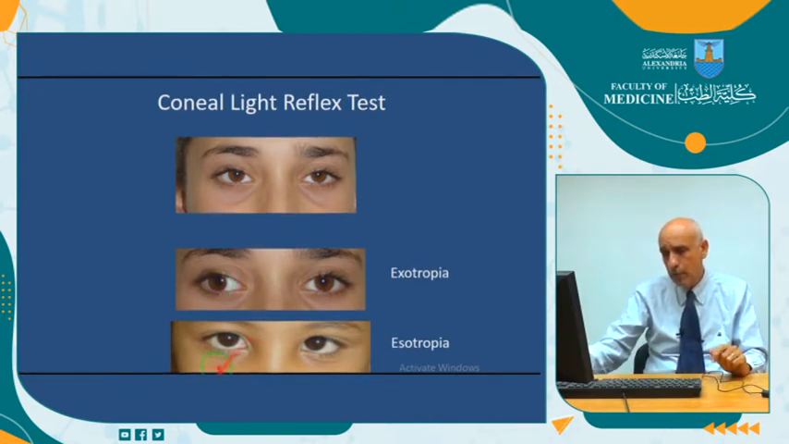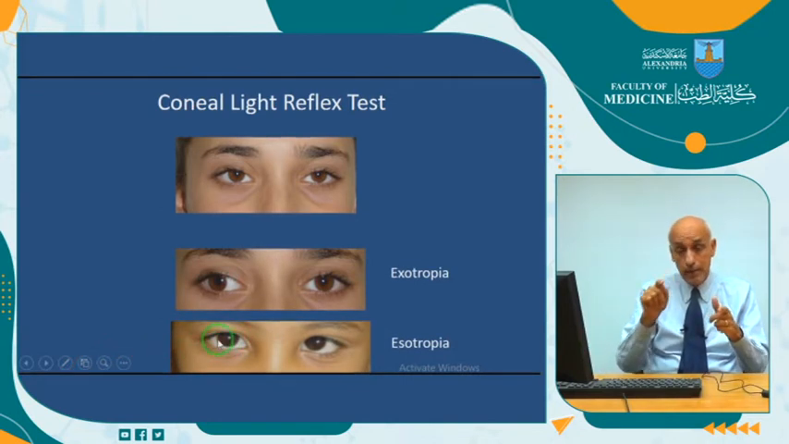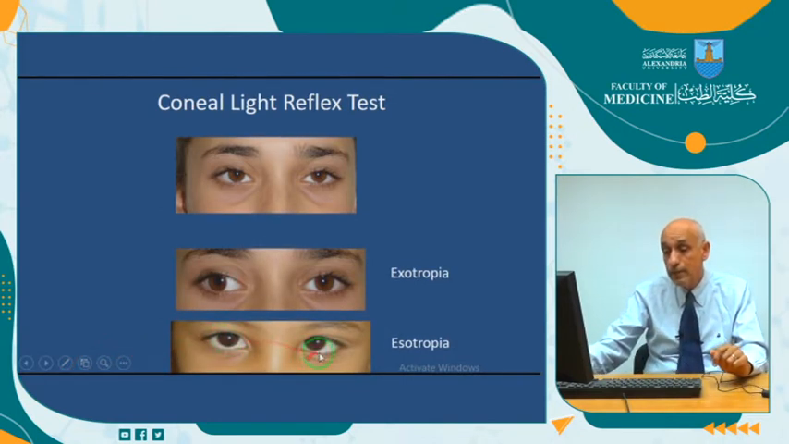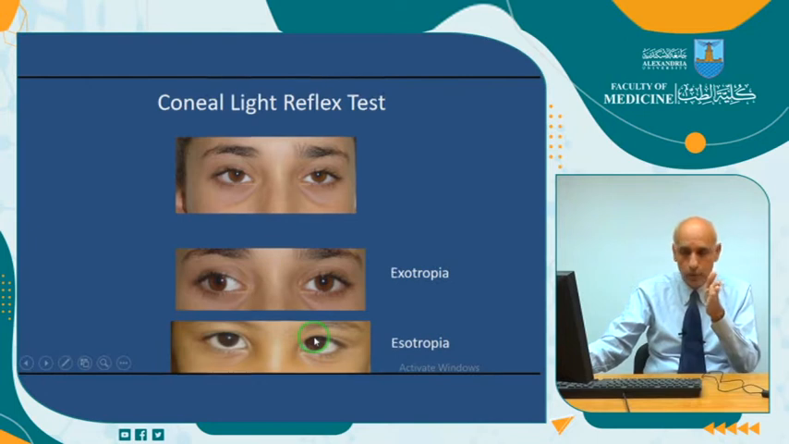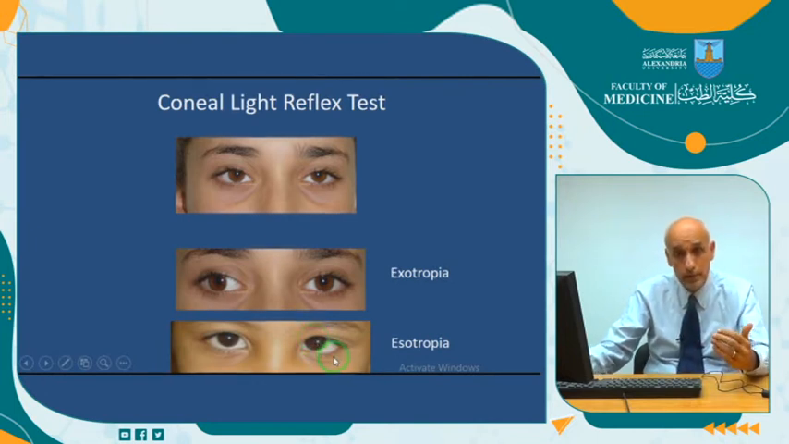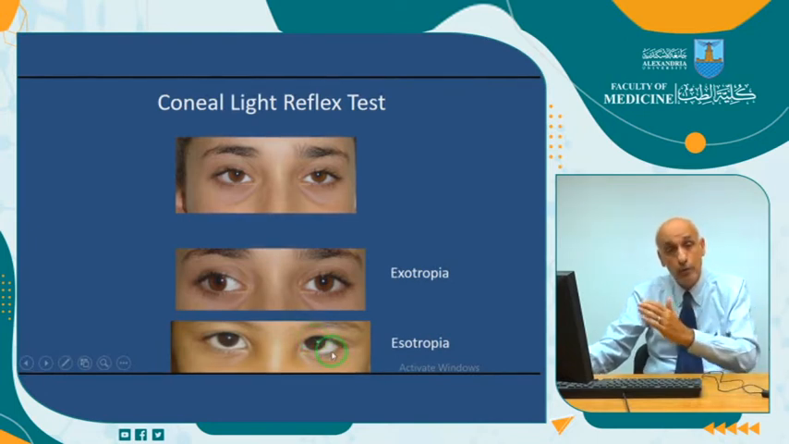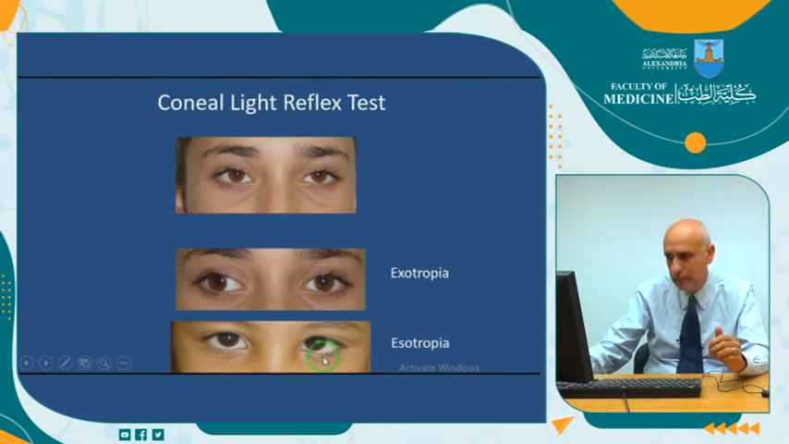On the contrary, in the lower picture, you will find that the light reflex here is central, but in the left eye you will find that the light reflex is at the outer edge of the pupil. That means this eye is directed inward. Any inward direction we call esotropia. Any outward direction we call exotropia.